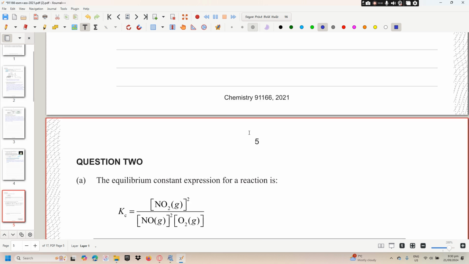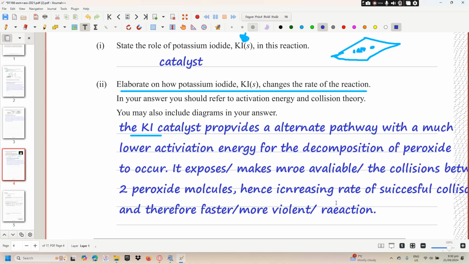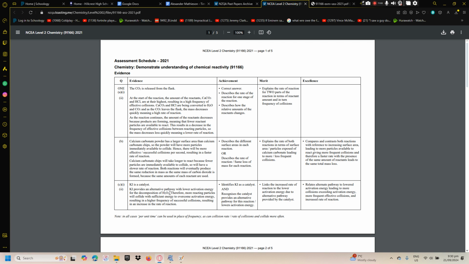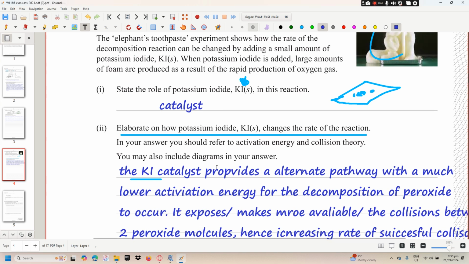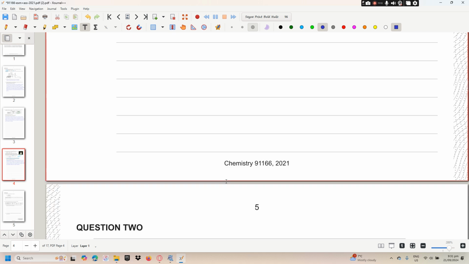I mean, they give you a lot of space to just yap, but like, come on, you just have to say things in a really long way. KI provides an alternative pathway with lower activation energy. Therefore, more reacting particles will collide with sufficient energy to overcome activation energy. That's a questionable way of putting it, but fine. Result in a higher frequency of successful collisions, thus increasing rate of reaction. Yep, there you go. Increasing rate of successful collisions and therefore faster, more violent reaction. They're saying more will collide with sufficient energy. Well, the reacting particles randomly moving around don't all have the same energy. Oh, whatever. If they want you to say that, just say it. But yeah, it's an overgeneralization.